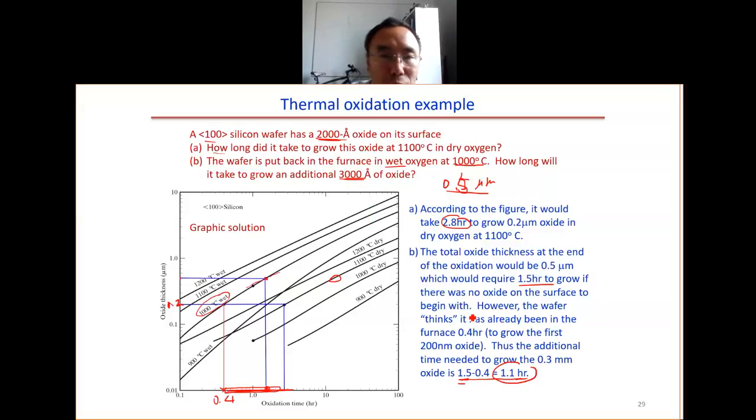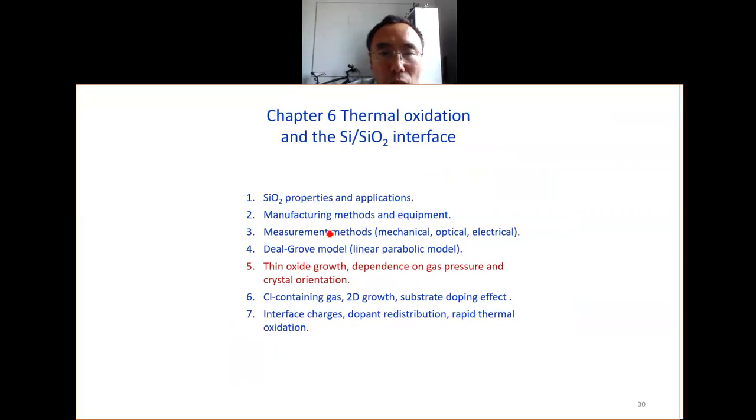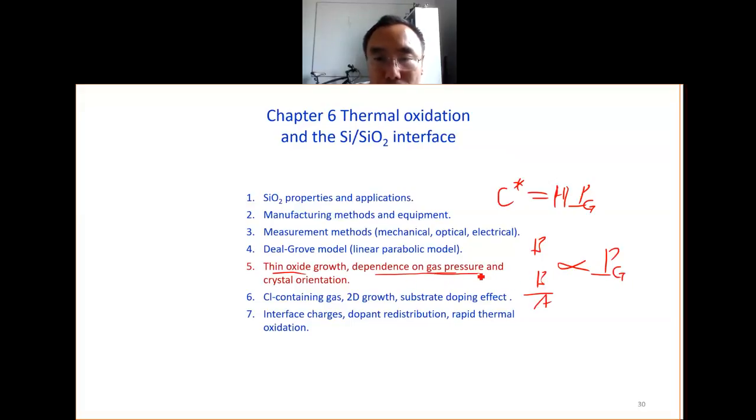You can look more carefully later on. So now let's look at thin oxide growth dependent on the gas pressure. This one I will not talk about. We know that the growth rate B and B/A both are proportional to the pressure. So the growth rate depends on the gas pressure linearly.